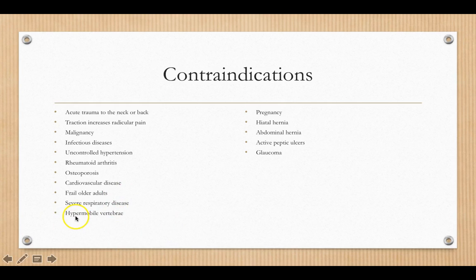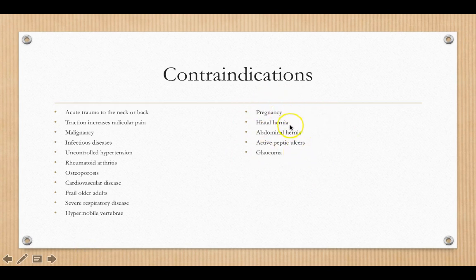And any hypermobile vertebrae. So on our assessment we usually want to go down and do some spring tests on all the vertebrae of the spine and make sure that none move more than we would expect them to. And if that's the case, we would not want to do traction in that area. So that's our general contraindications for all traction. The ones on the right are specifically for lumbar.